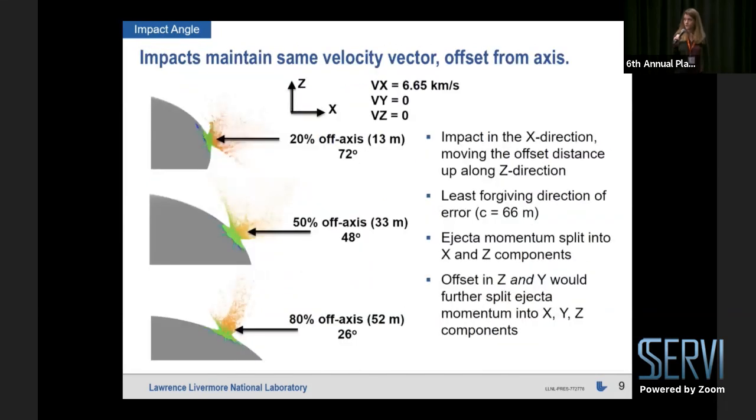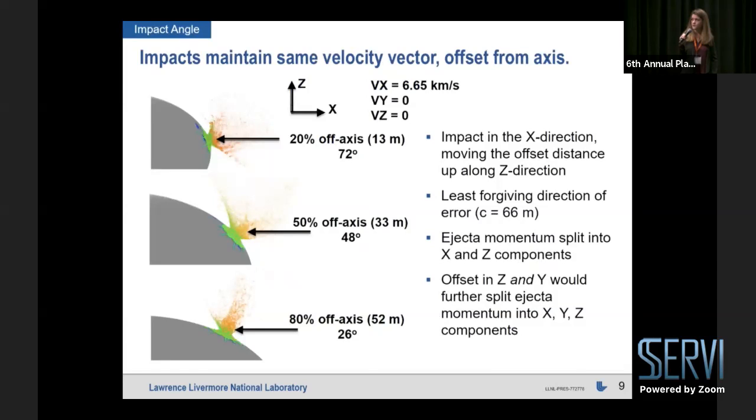The way we've conducted this study is to keep the x velocity constant, so it's coming in along the x direction at 6.65 kilometers per second, but then we're just moving it in the z direction upward, so it's more and more offset from the axis of symmetry. You can see how the impact angle changes as it goes from 20% off axis to 50% off axis to 80% off axis, moving from 72 to 48 to 26 degree impact angles.